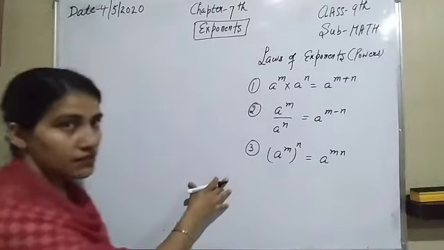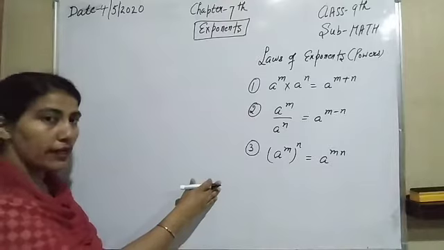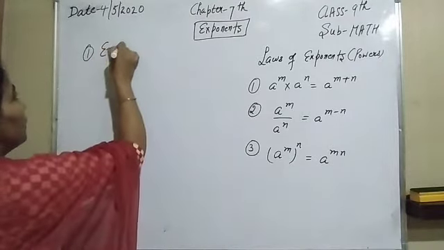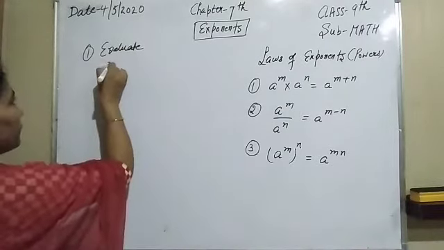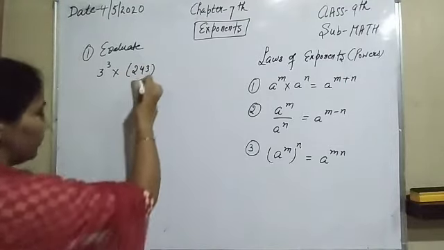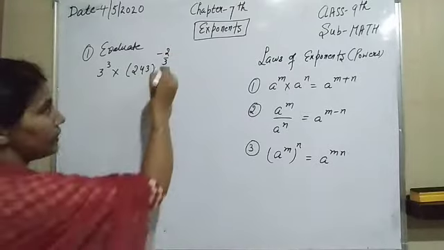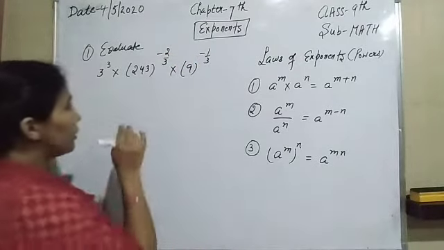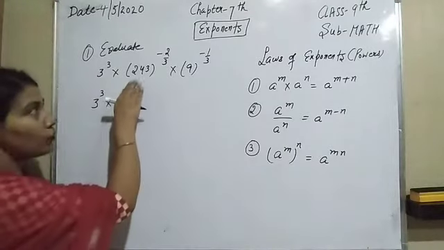Now let's start this first worksheet so that you can understand how to solve these exponents. The first question of this worksheet is evaluate: 3 cube multiplied by 243 raised to power minus 2 by 3 and 9 raised to power minus 1 by 3. Firstly, here is 3 cube. Now 243.